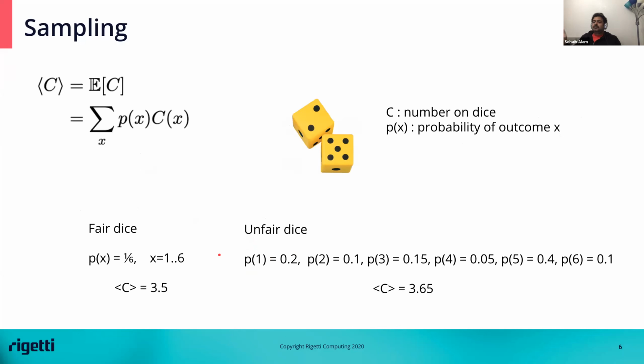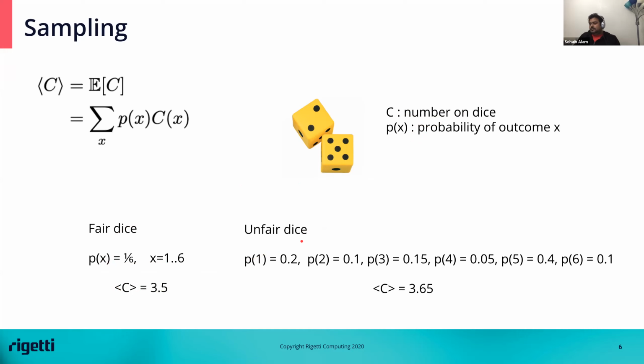And so a very simple example that you would read in your intro to probability textbook is if C is like the number on a dice, right? And P of X is the probability of some outcome X, then if you have a fair dice where, of course, the numbers are 1 through 6 and the probabilities are all equal and uniform, then the expected value comes out to be like 3.5, right?